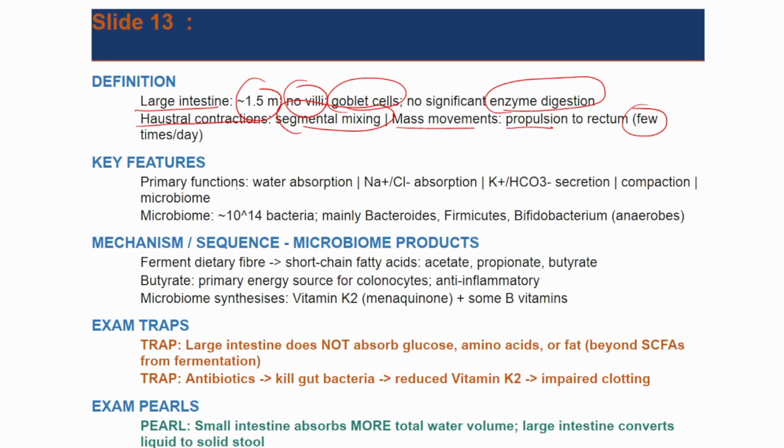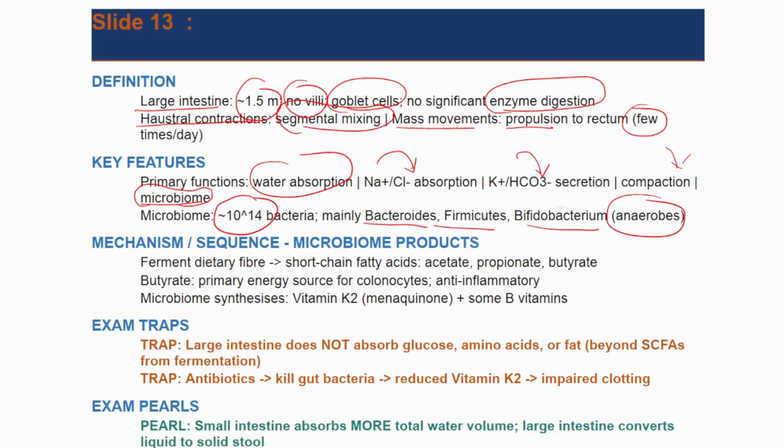The core functions revolve around water absorption, active sodium and chloride absorption, potassium and bicarbonate secretion, waste compaction, and housing the microbiome. The microbiome that is housed by the large intestine plays a critical role for our well-being. And the anaerobic ecosystem, containing 10 to the power 14 bacteria or 100 trillion bacterial cells, consists mainly of the anaerobes bacteroids, firmicutes, and bifidobacterium, all of which are anaerobes.